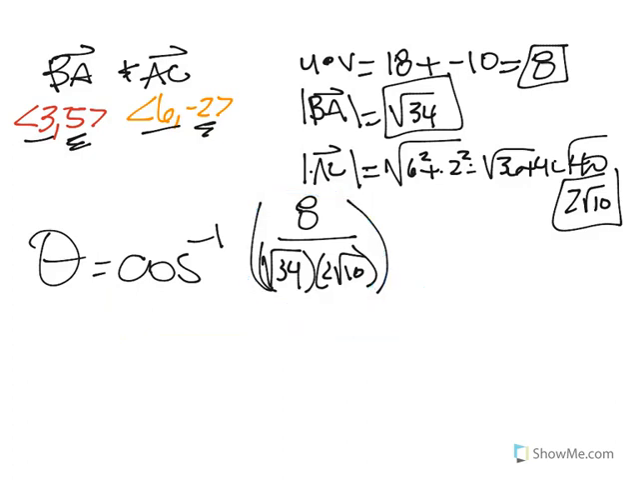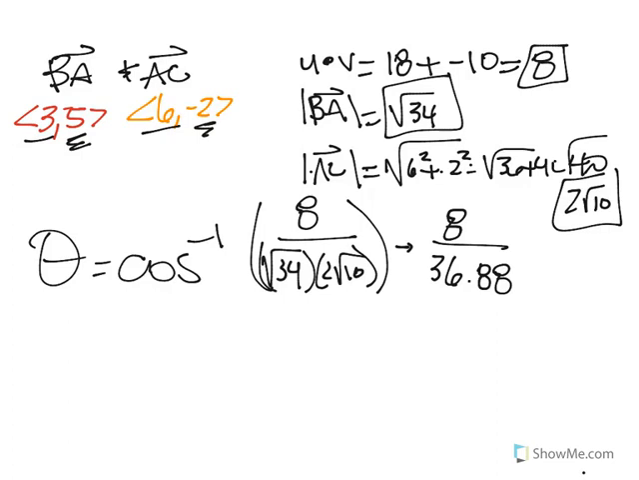First, I'm going to leave it as this fraction, so it's going to be 8 over root 34 times 2 root 10, which I believe is 36.88. And I also believe if you did root 34 times root 40, you'd get the exact same answer. And yes, I just confirmed that.